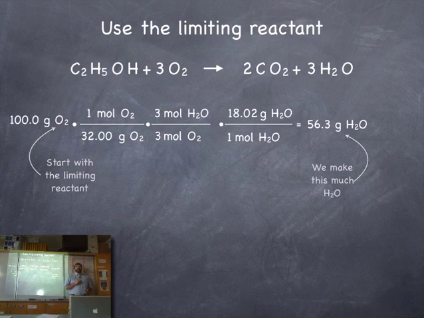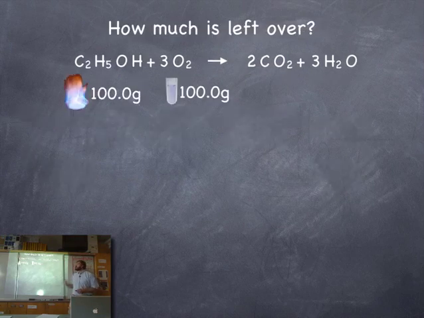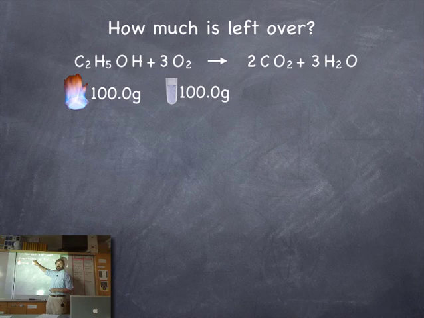There's one other question we're frequently asked. And that is, well, if oxygen is my limiting reactant, which means I use it all up, how much ethanol is left over? To calculate how much ethanol is left over, we need to find out how much ethanol we use up. So what we want to do is a stoichiometry calculation that now starts with oxygen and calculates how much ethanol we use up.